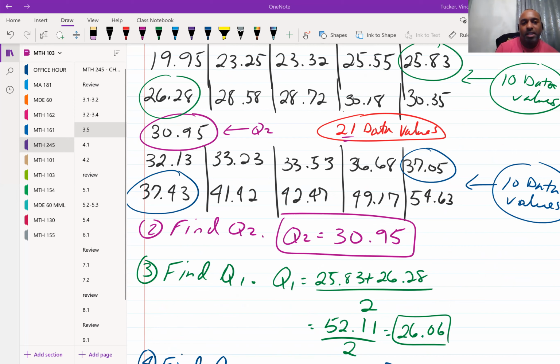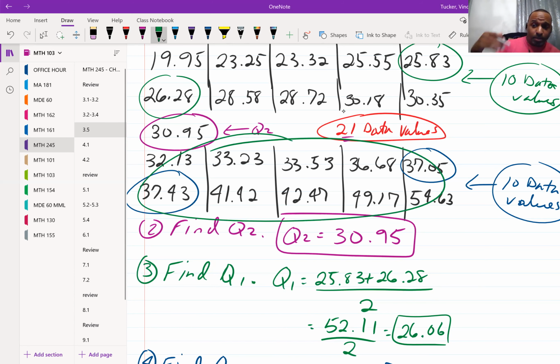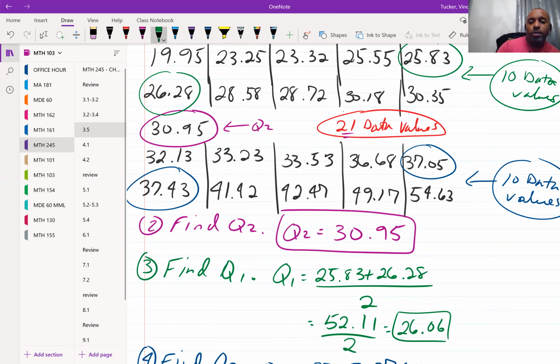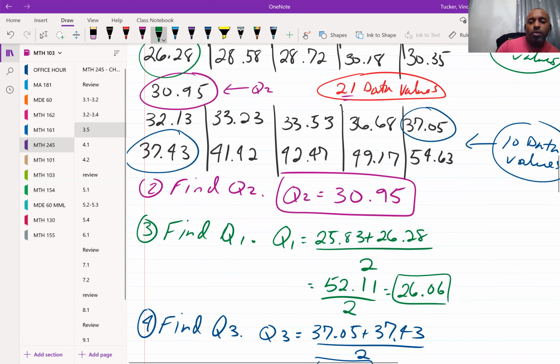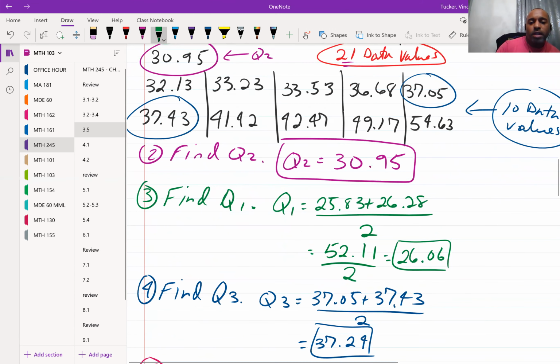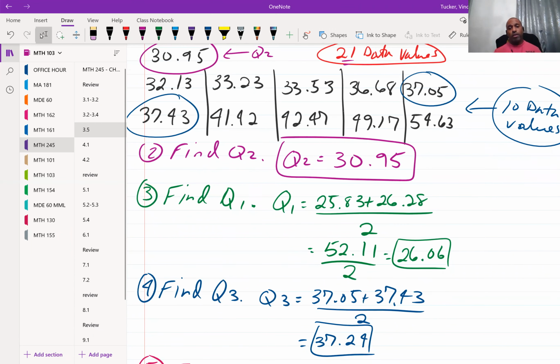All right. And then we'll do the same thing for Q3 in our fourth step. Q3 is going to be the median of the second half of data. So looking at what we have here, once again, with 10 data values in our second half of data, we don't have a legit middle value. So we take the two middle values, 37.05 and 37.43, add them together, divide by 2, that gives us 37.24.